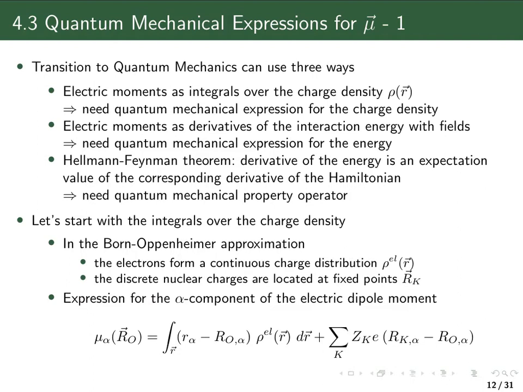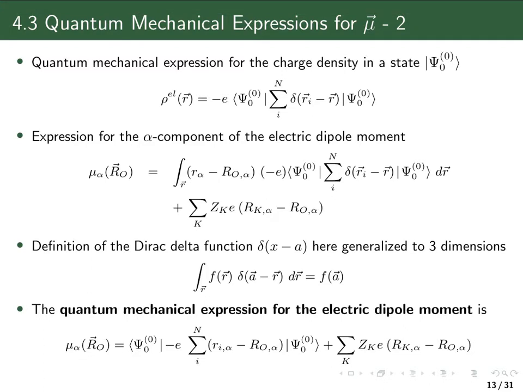For the electronic part, in order to translate this to quantum mechanics, of course, we need a quantum mechanical expression for the charge distribution. And we had that already previously. We had the charge density as the expectation value of the density operator, multiplied, of course, with the charge of the electrons, which is minus the elementary charge. So we have this expectation value of the density operator.